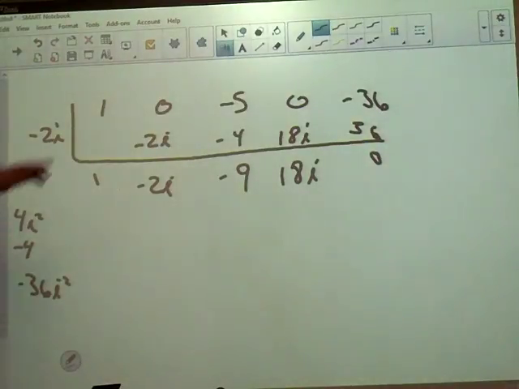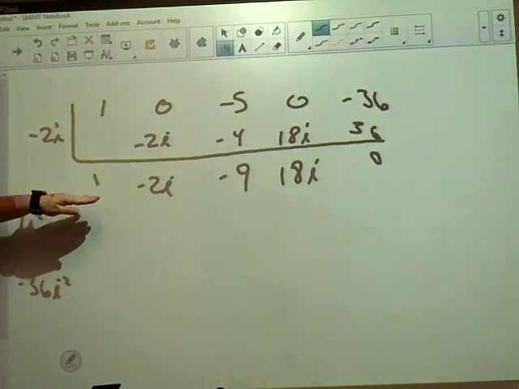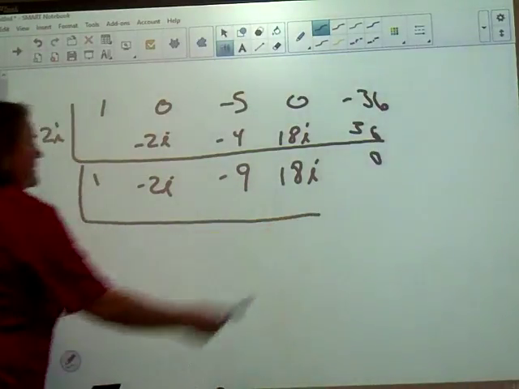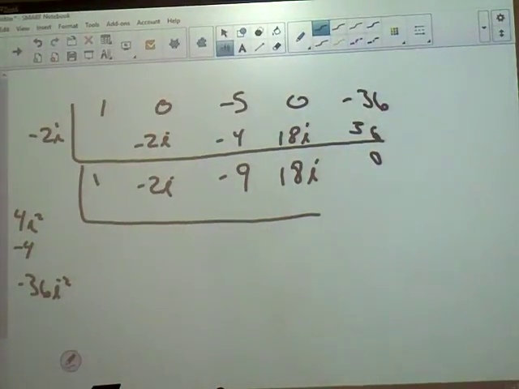Bad news: this started off as an x to the 4th, so I'm only now at an x cubed. I have to do another level of synthetic division. I do not have to do guess and check though. If I had a zero of negative 2i, I also have to have a positive 2i. We talked about that in class, so I'm going to start with that. I was going to say it lets you mark a choice out, but it doesn't. They all have a positive 2i in them.